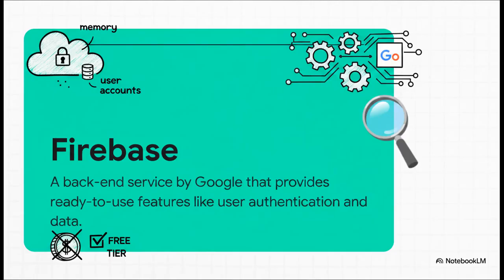Okay, so how do we build this memory in these user accounts without having to become a full-blown back-end engineer overnight? Well, the back-end is the engine of any app. It's all the stuff you don't see. And for this explainer, our engine is going to be Firebase. It's a service from Google that hands us all those complicated back-end features on a silver platter. And it has an incredibly generous free plan that's just perfect for getting started.